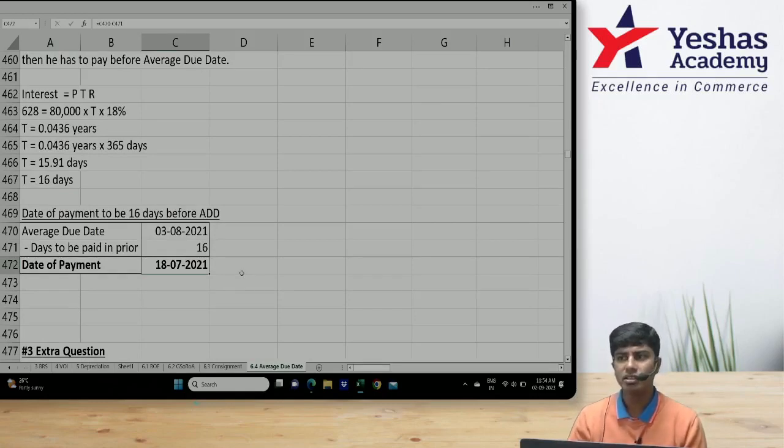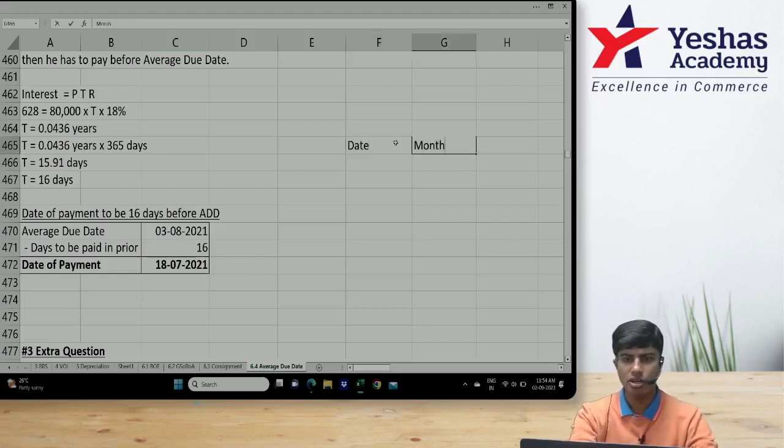18 plus 16? 34. 34 is not there. Minus 31. Are you getting it? Sir, instead, is there any other way to do? Yeah, I'll tell. Because sir, adding, I'm finding it easy. Reduction, I don't know sir, I'm finding it difficult.